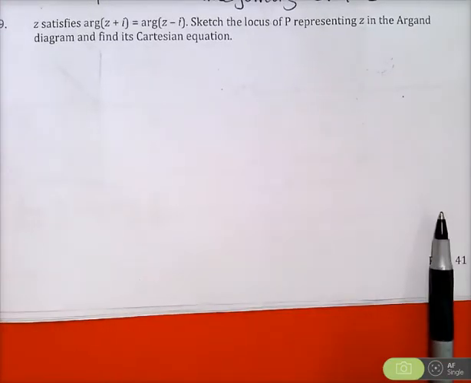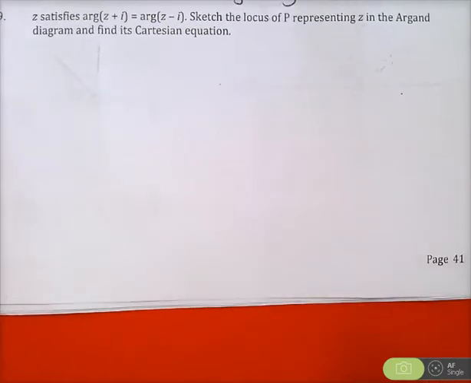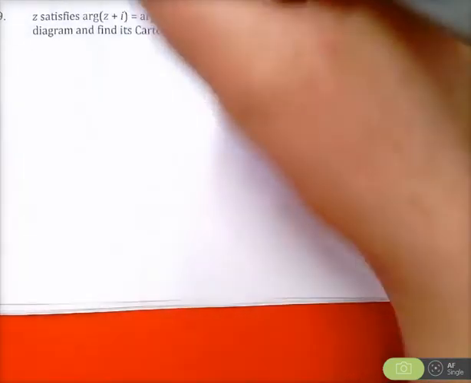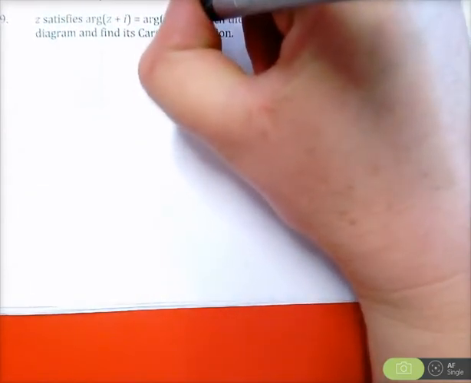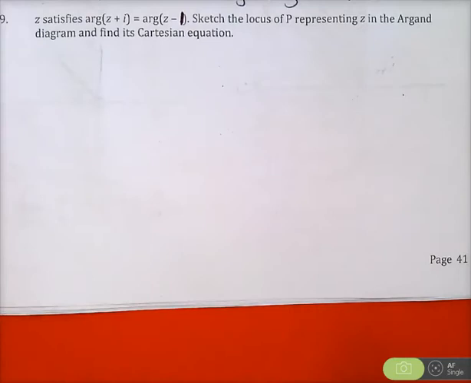There's a few more to go. Oh, and there's a mistake in this question. This is arg of z plus i, arg of z minus 1. Please fix it. That's a 1, not an i. So arg of z plus i equals arg of z minus 1.